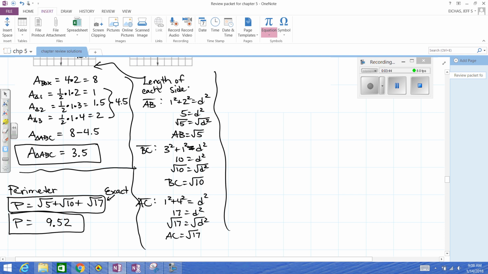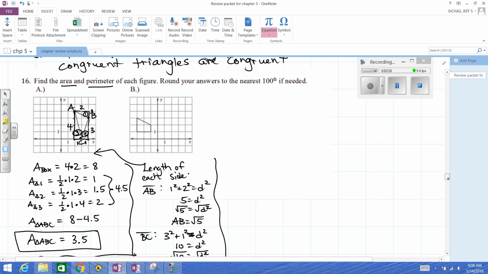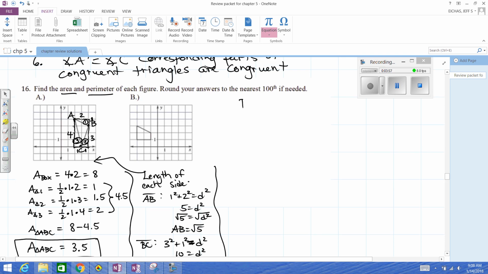Okay. I've had some confusion with students. They think this is exact. No, this is a rounded answer. It's actually not as accurate as the one with the square roots. Okay. So for B, we do all the work here. Same thing. I'm not going to box this one in. I'm going to split it up into a rectangle and a triangle. It's got a right angle there. So that one's 1 by 2. That one's 1 by 2.